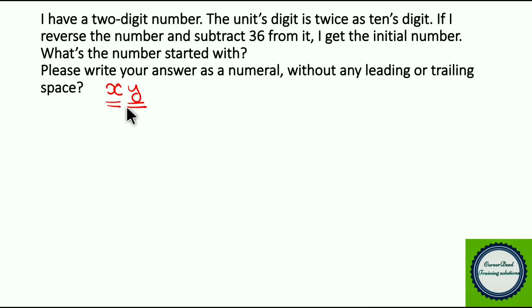Now, for example, if you take 52, in 52 you have how many ones? You have 2 ones. So you can write it as 2 into 1. How many tens you have? 5 tens. So 5 into 10 you get 50, plus 2 into 1 you get 2. So 50 plus 2 you get 52. Similarly, in these digits x, y, you have y number of ones, and we have x number of tens.